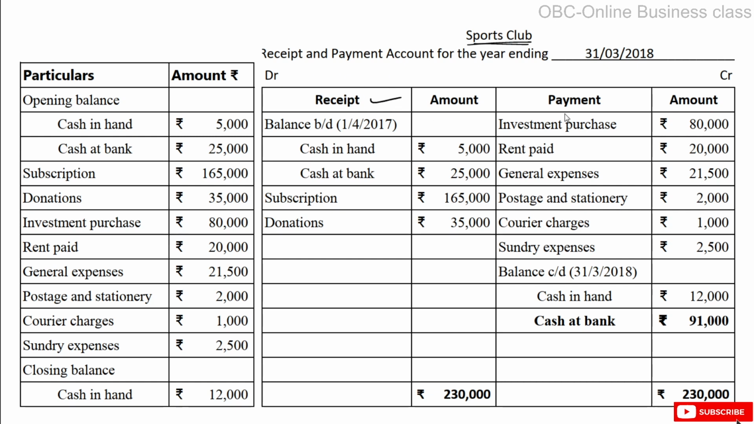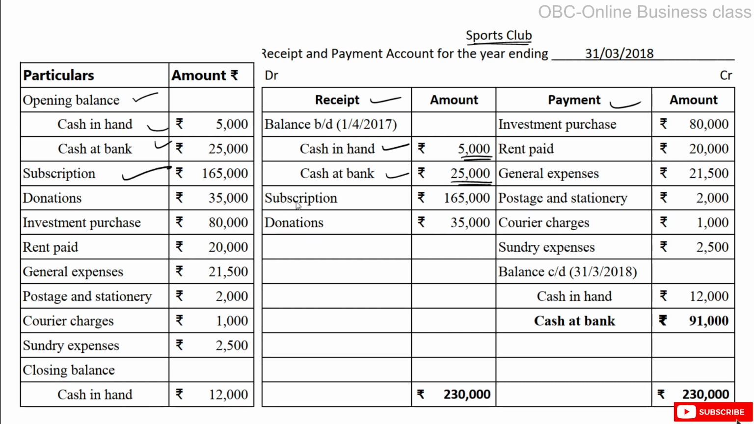Okay, let us learn this problem clearly. Starting with opening balance. Opening balance needs to be posted in the debtor side saying that balance brought down, like this: cash in hand, cash at bank. So cash in hand is 5,000 rupees, cash at bank is 25,000 rupees. So we posted here.